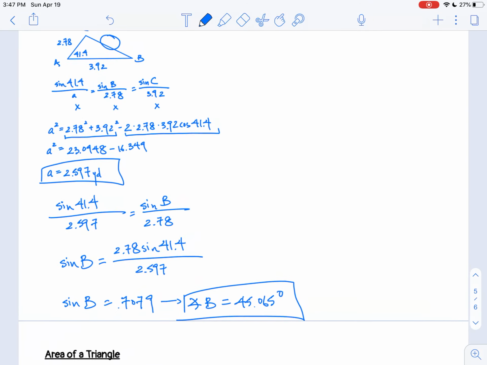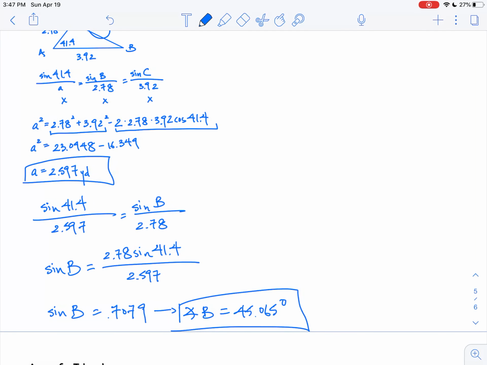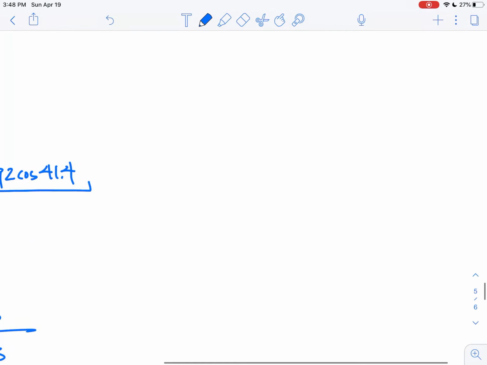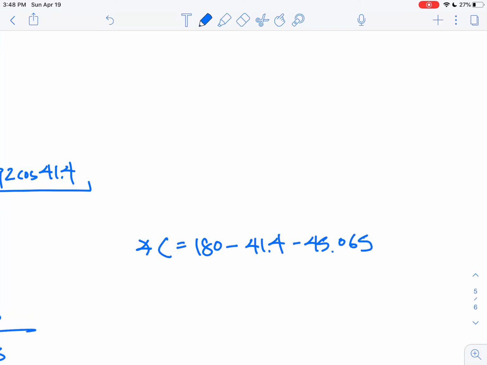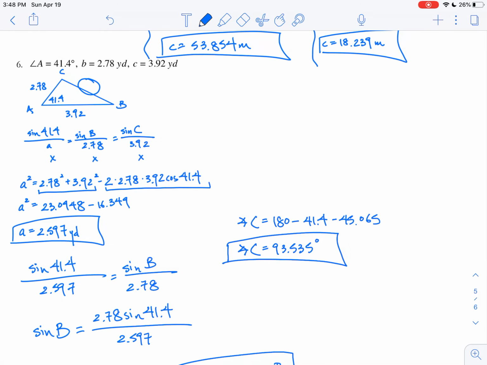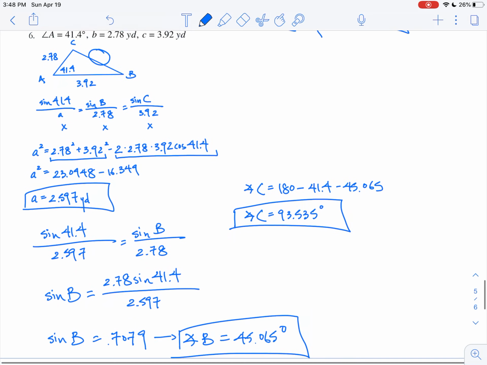Now that's really nice because the last thing I'm looking for is angle C, so I can take what I know about angle A and angle B, add them together, and then subtract from 180 to find angle C, okay? So let's do that over here, right? We've got angle C equals 180 minus the angle we were given minus the angle that we found. And so that will give us angle C as 93.535 degrees. Okay, let me zoom back out so we can see the whole question 6.